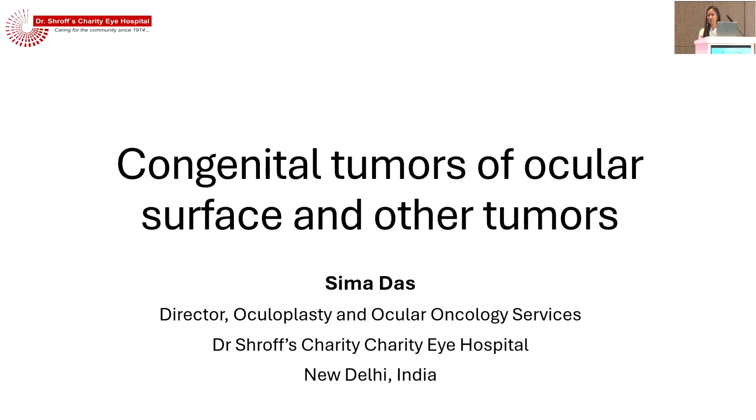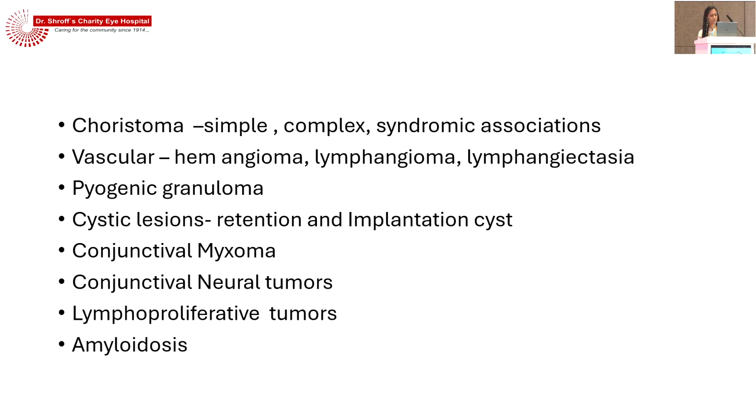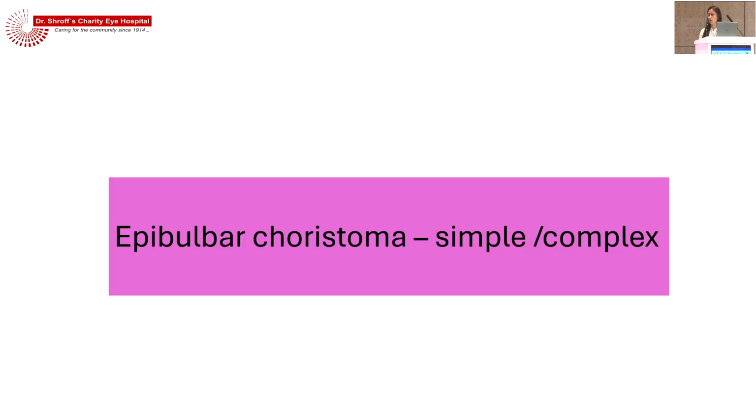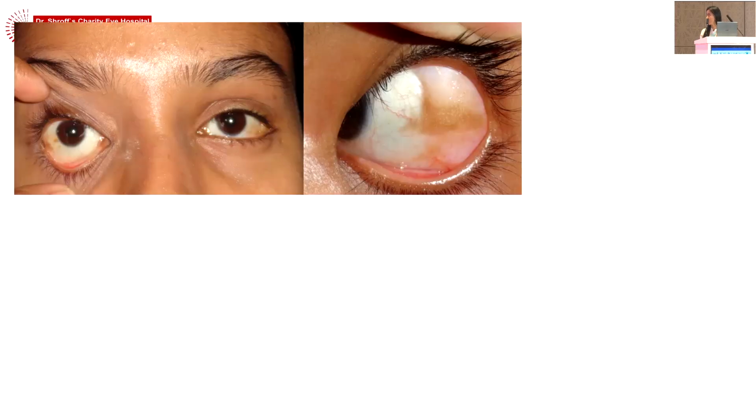So I'll be talking about some of the congenital tumors of the ocular surface and a few other tumors and the different spectrums. It's a huge list. The congenital lesions are mostly the choristomas, different types of them. Vascular lesions can be congenital. There are other lesions, some of those like the cystic lesions, can be congenital. And then we have a few other tumors. Some of these can be benign, some can be malignant. We have already gone through different types of presentation of the epibulbar choristomas. They can be simple, they can be complex.